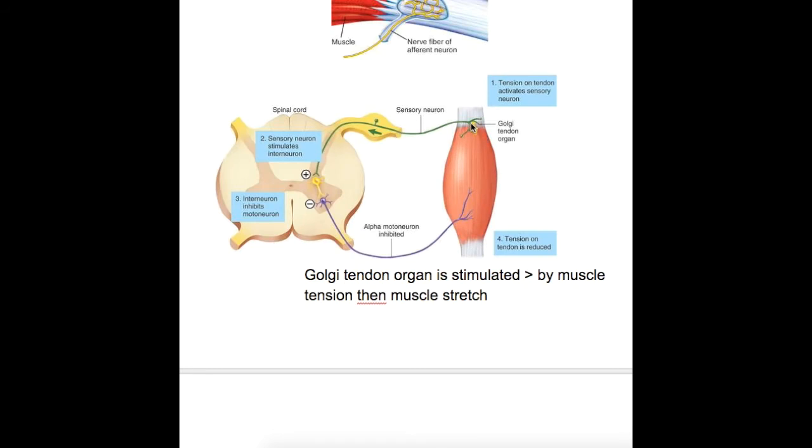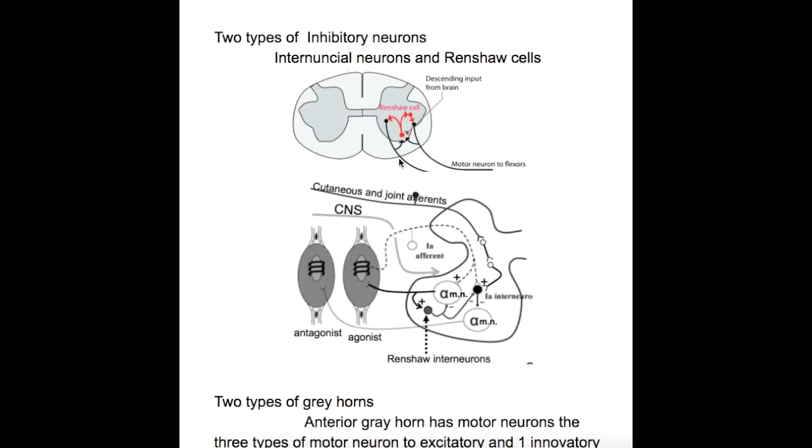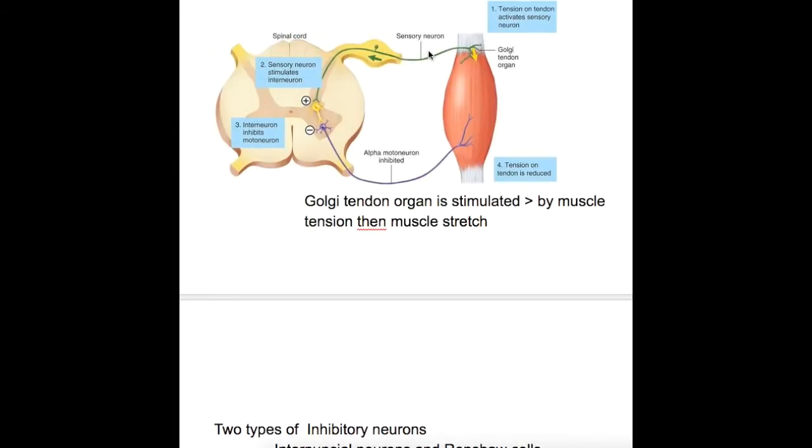So this is the Golgi tendon organ. Through the sensory route, it innervates the internuncial neuron, which is inhibitory, and stimulation of that causes inhibition of the alpha motor neuron, so the contraction is stopped. There are two types of inhibitory neurons, the internuncial neurons and the Renshaw cell. The internuncial neuron, when stimulated, inhibits the alpha motor neurons.